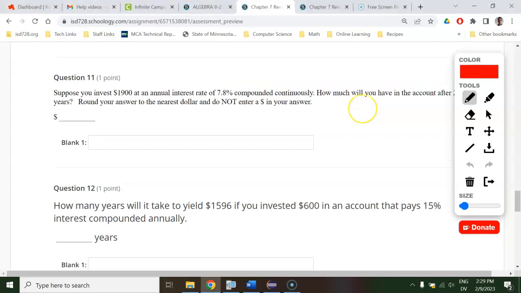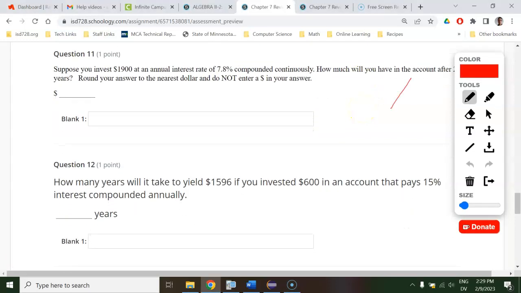Alright, in this video we are going to go over question number 11 from the review assignment for chapter 7. The key here is the word continuously, which tells us the formula we're going to use is the one that uses PERT.